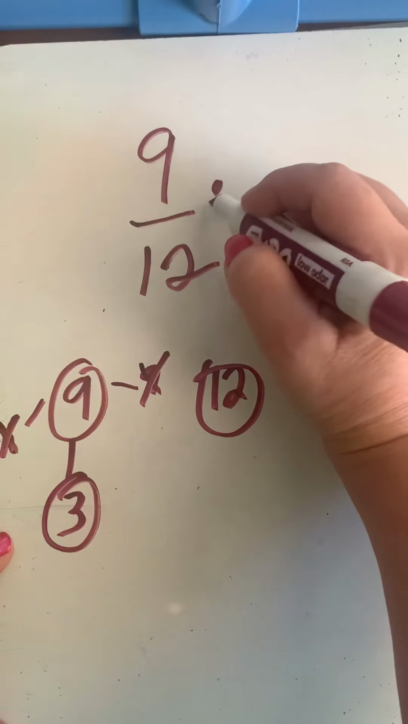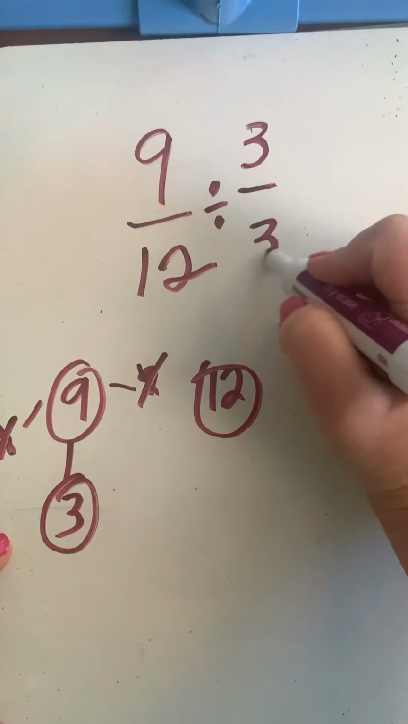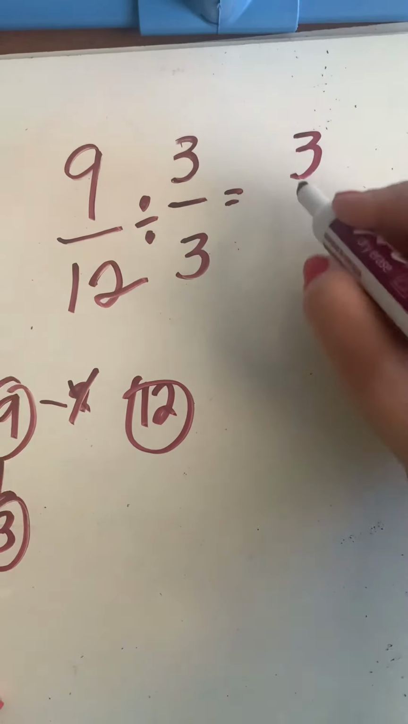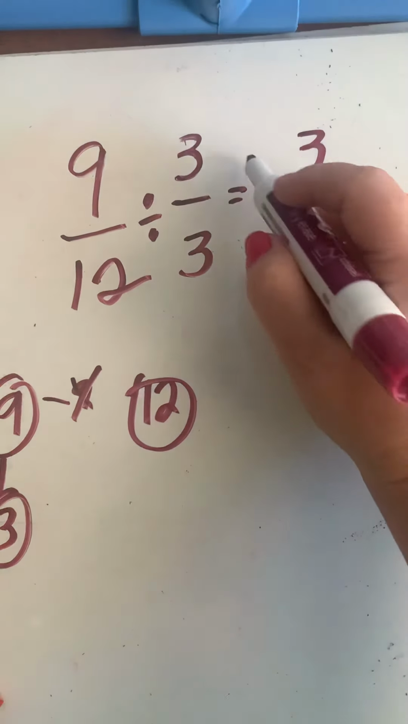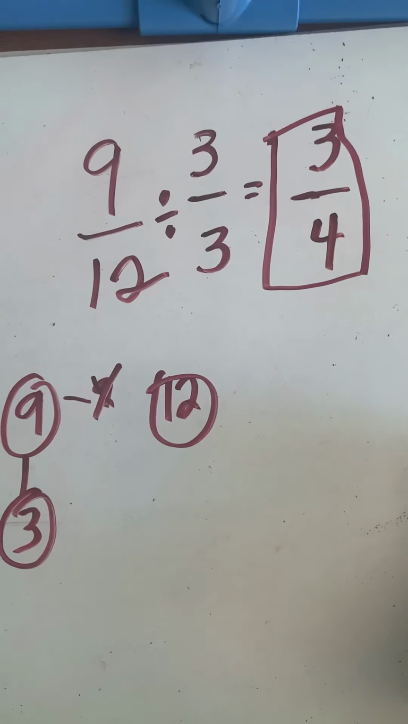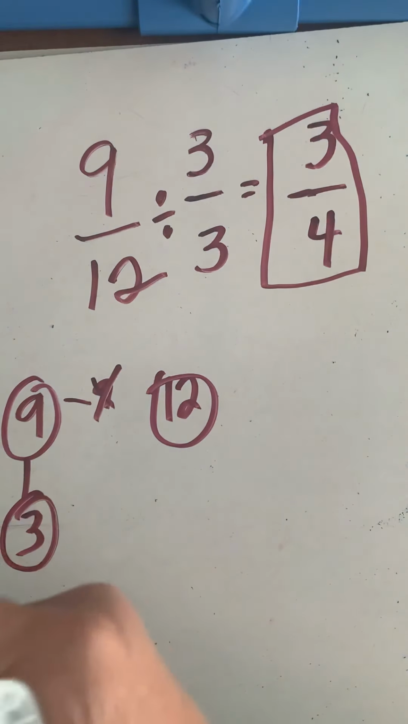So what are we going to divide 9/12 by? Yep, 3. Okay, so 9 divided by 3 is 3. 12 divided by 3 is 4. So our final answer would be 3/4. 9/12 equals 3/4.